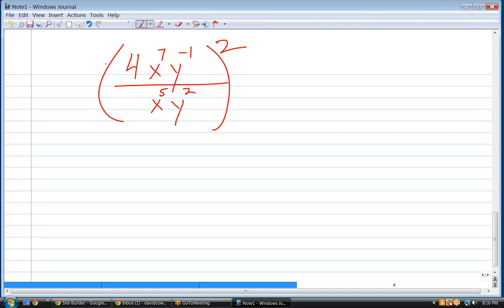Now, we can do two things. We can multiply this 2 by each of these exponents, leaving it in the numerator, and also multiply it by each of these exponents, leaving them in the denominator, and then we can reduce. Or we could reduce first and then square it. I'm not sure what's the easiest. Let's do it both ways. First of all, we have to square the 4.